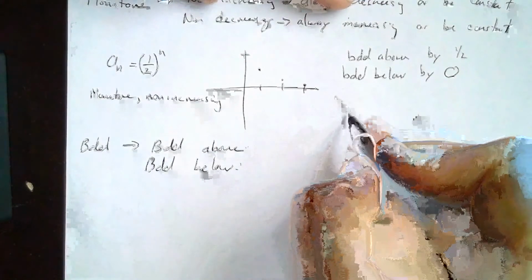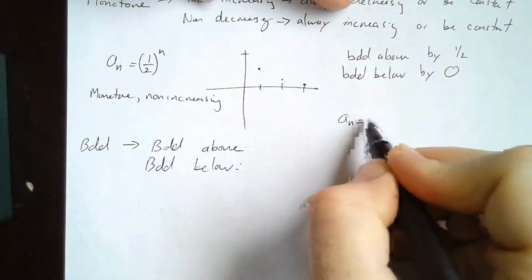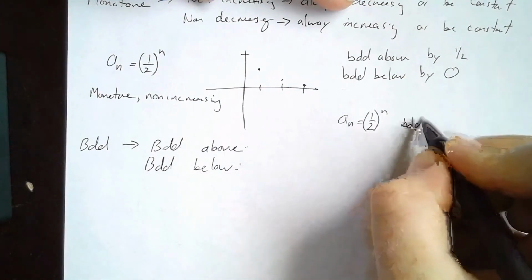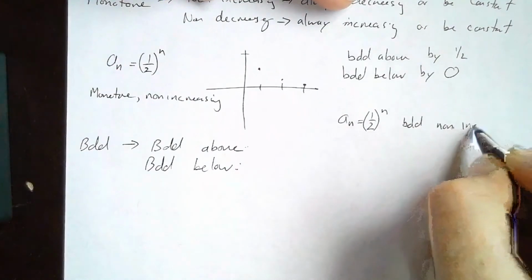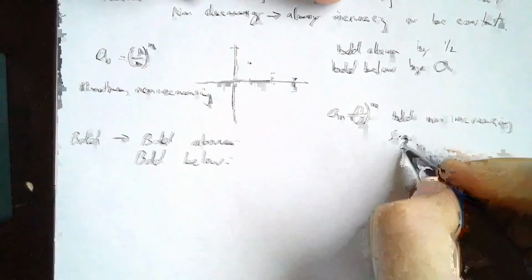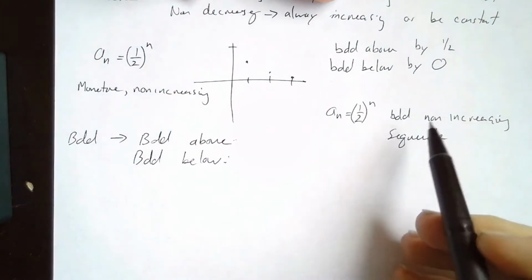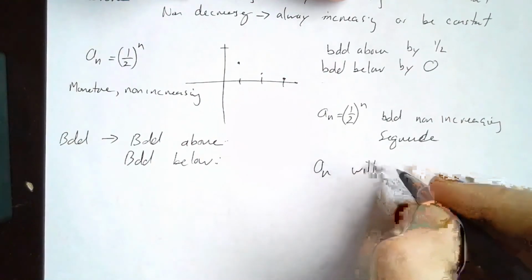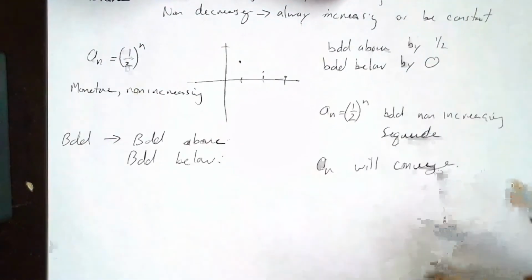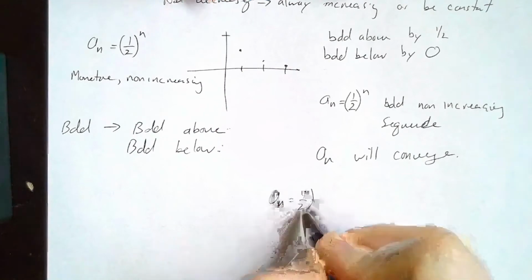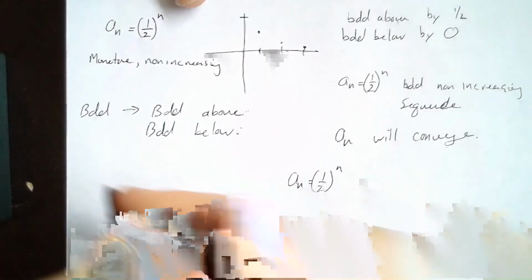Now, with this being done, I have a sub n equals 1/2 to the power of n is a bounded, non-increasing sequence. If it's bounded and monotone, then that means that a sub n will then converge. Now, I don't really need to use the bounded and monotone theorem on this particular sequence. Again, if a sub n is equal to 1/2 to the power of n, then I could just go ahead and straight up take the limit of it.